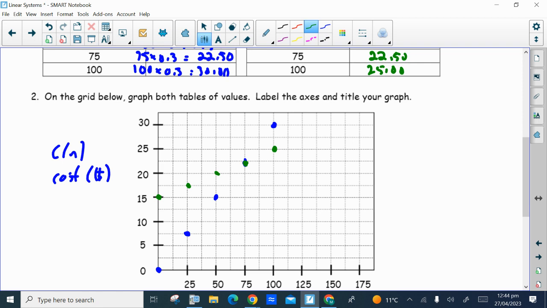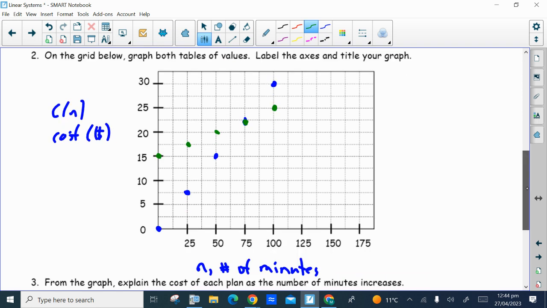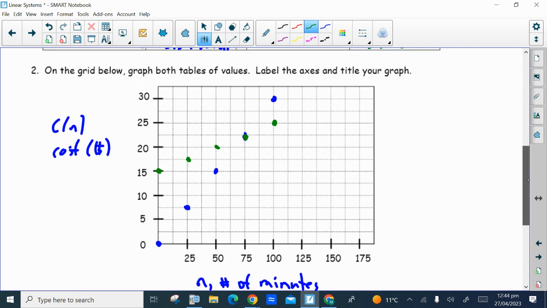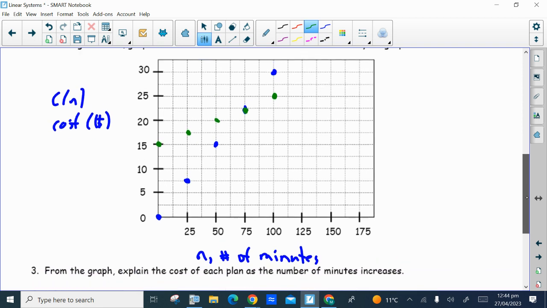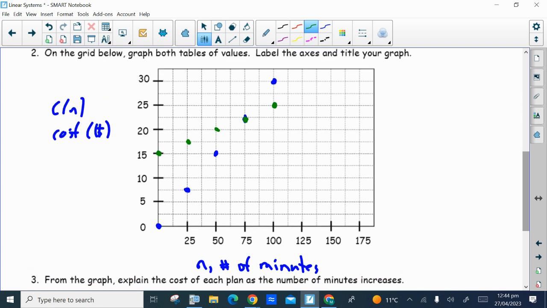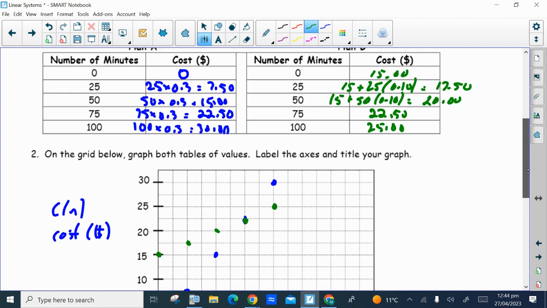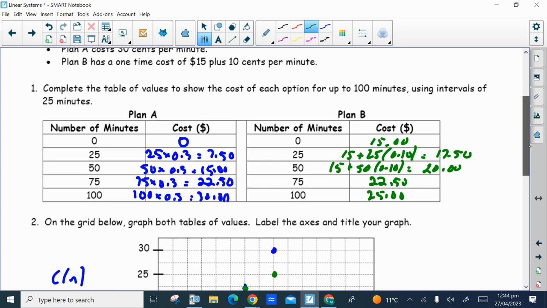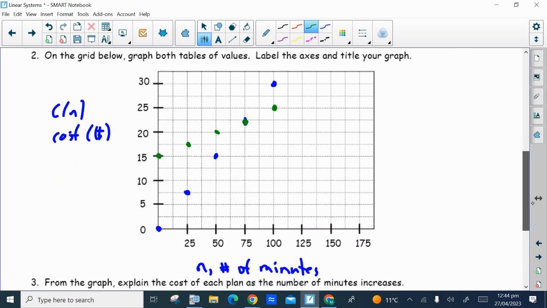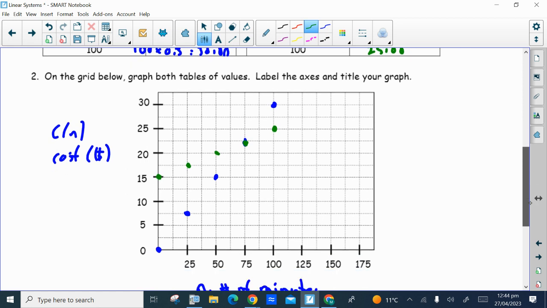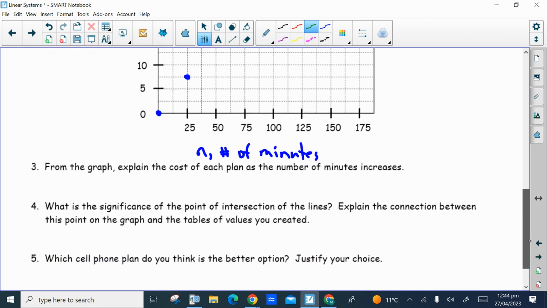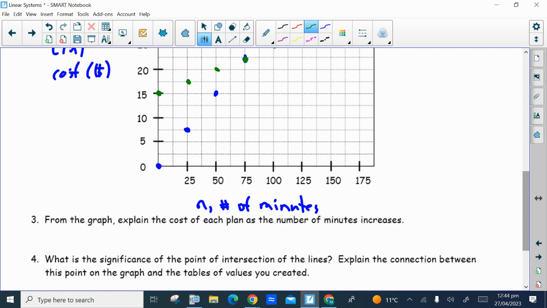So just by looking at these graphs, we can make some inferences if you want. So from the graph, explain the cost of each plan as the number of minutes increases. You can see that the first plan starts at 0, and we know that it increases by 30 cents a minute. The second plan starts at 15 and only increases by 10 cents a minute. All right? So that's basically explaining the cost of each plan as the number of minutes increases.